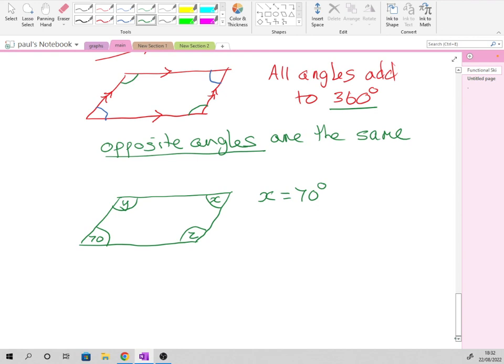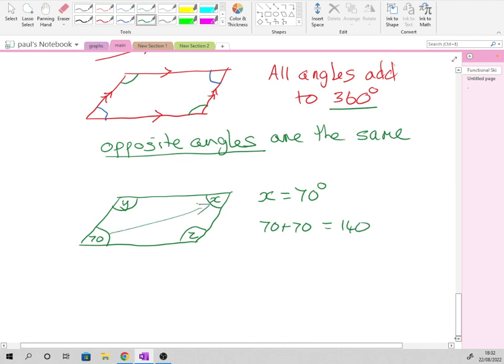Now, I don't know what I'm going to call this, X, Y, Z. We'll just call it 70. So the 70 plus the 70, these two, total 140. So these opposite ones total 140.